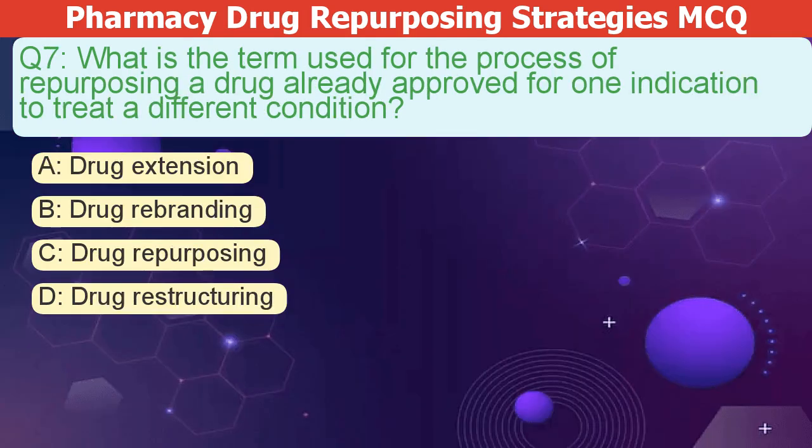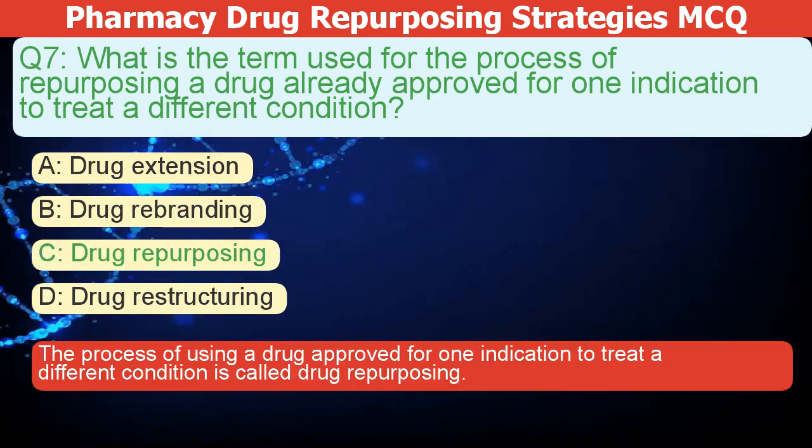What is the term used for repurposing a drug already approved for one condition to treat a different one? A. Drug extension. B. Drug rebranding. C. Drug repurposing. D. Drug restructuring. The correct answer is C. The process of using a drug approved for one indication to treat a different condition is called drug repurposing.